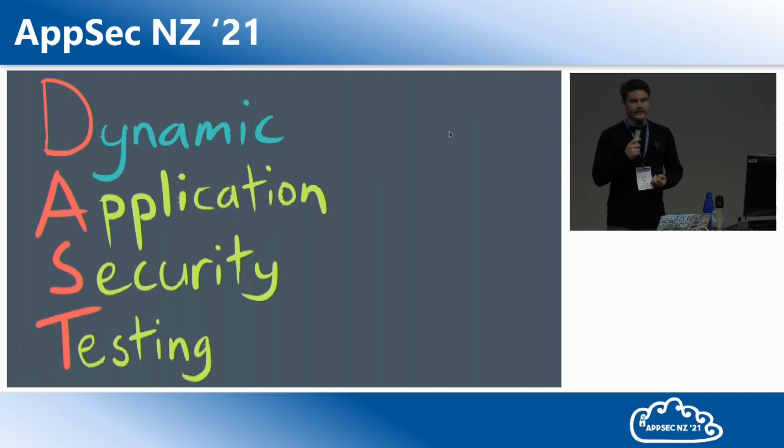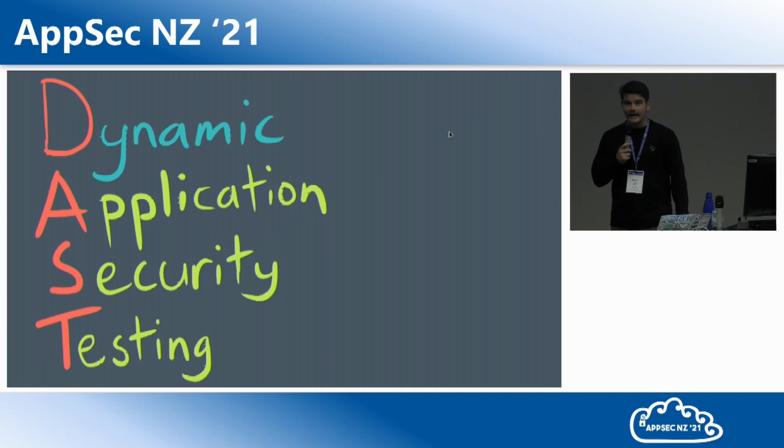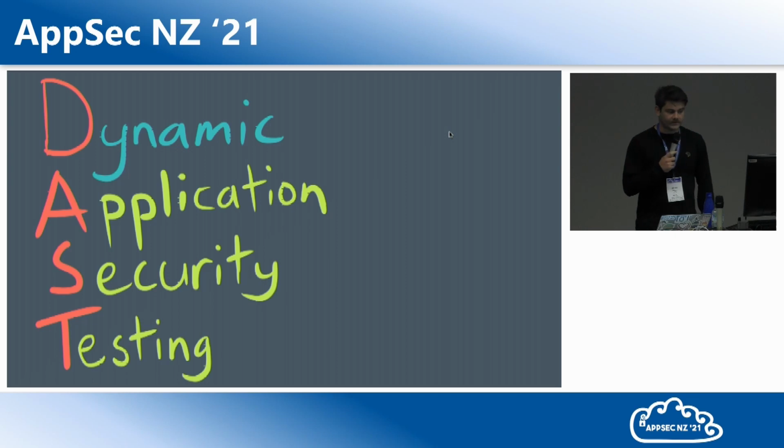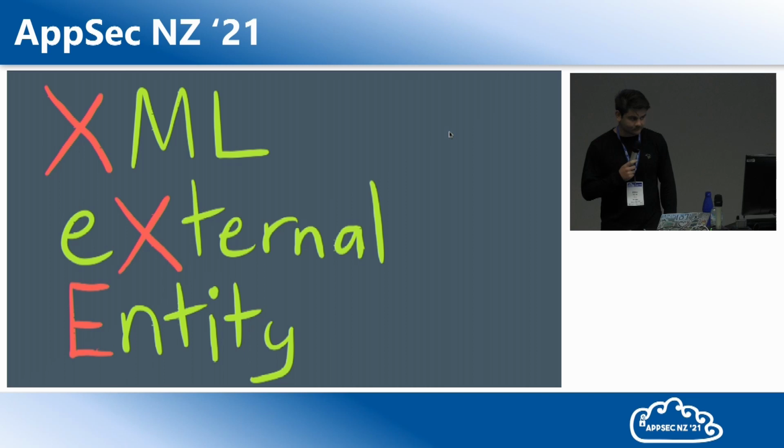A tester, or a DAST application, is sending input to an application and looking at the output, trying to replicate a malicious user to see if we can get any interesting output and maybe some interesting bugs. So, XXE. Not sure why they didn't call it XEE.